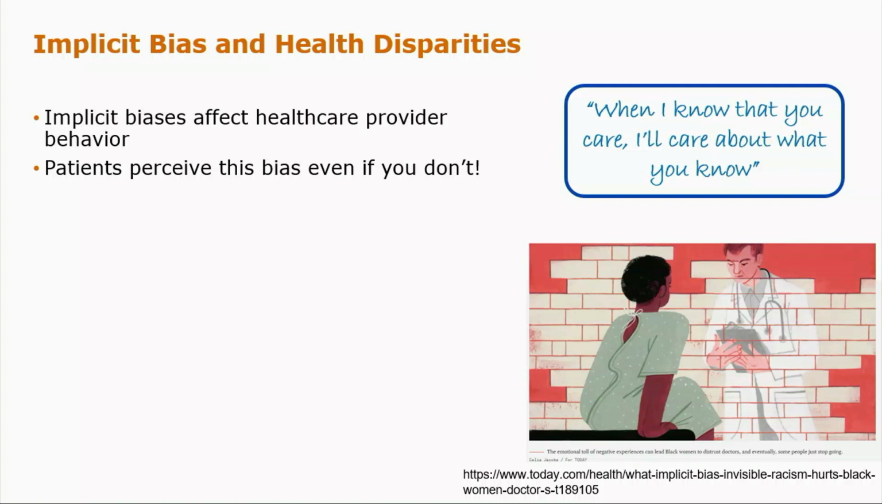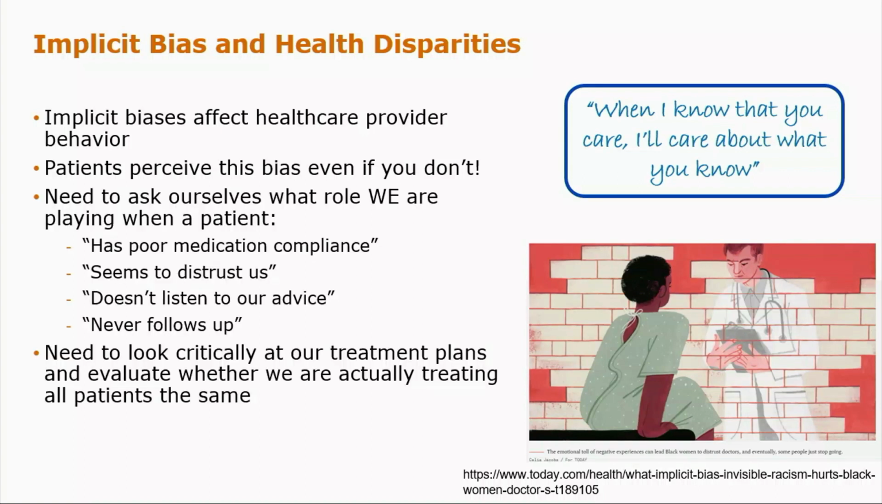But there's been a lot of data and studies that have shown that this affects healthcare provider behavior, and likely is a reason for a lot of the epilepsy healthcare disparities that I spoke about earlier. And patients perceive this bias even if you don't. We hear a lot in these publications about certain racial and ethnic groups having poorer medication compliance or adherence. A lot of times it just stops there, like period. But well, why is that? And what are perhaps we doing that could be contributing to that? I think we really need to think carefully about our role in these disparities.